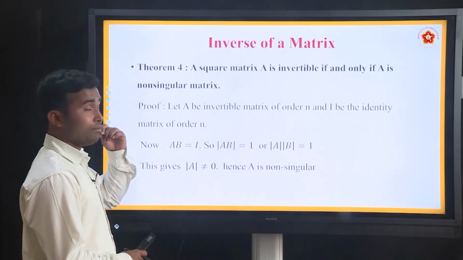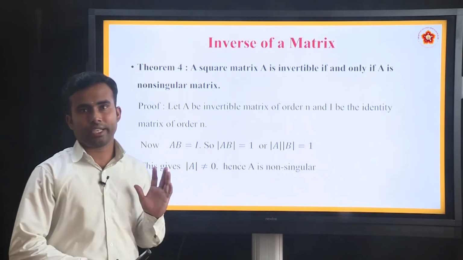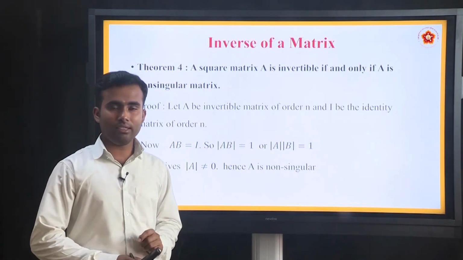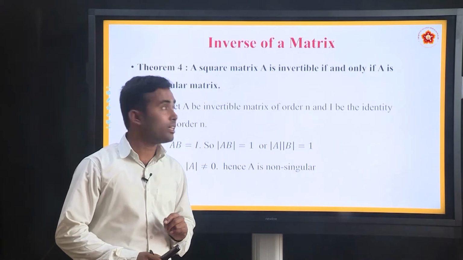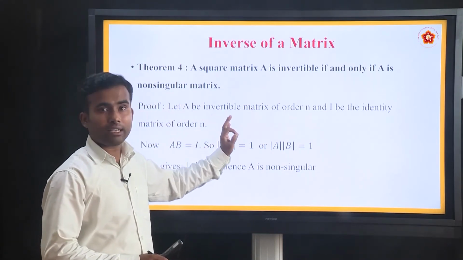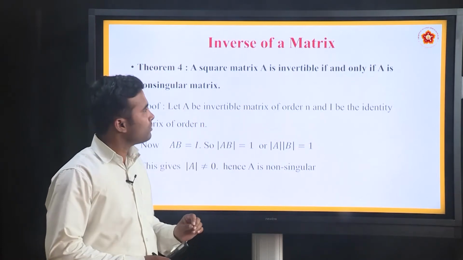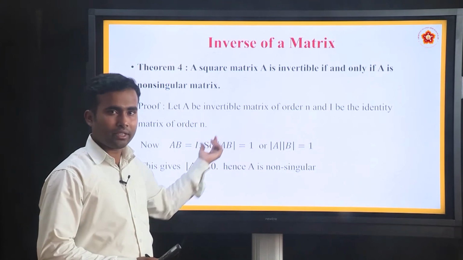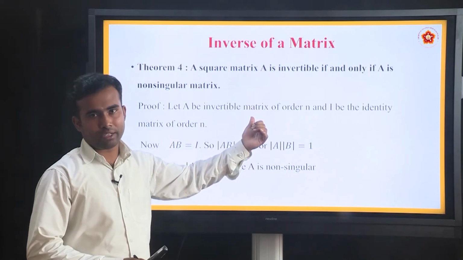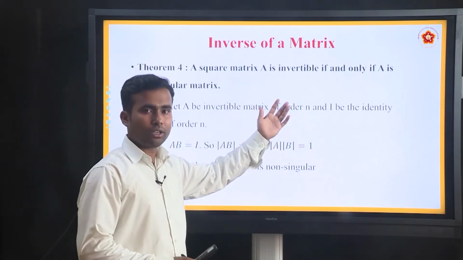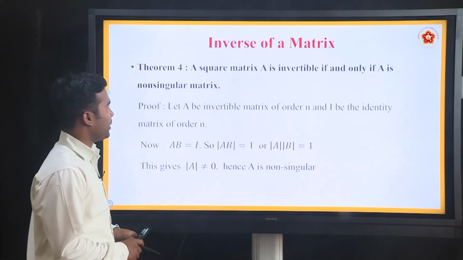Inverse of a matrix. While finding the inverse of a matrix, we should check whether the given square matrix is a singular matrix or a non-singular matrix. Only then can we find the inverse. How can you check? Just now we explained: if determinant of A becomes 0, then the inverse of the matrix doesn't exist. If determinant of A is not equal to 0, then only can we find the inverse of that given matrix.